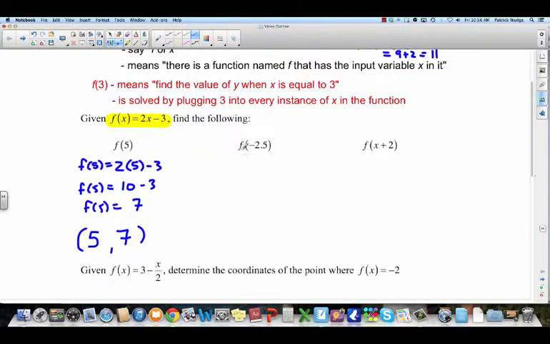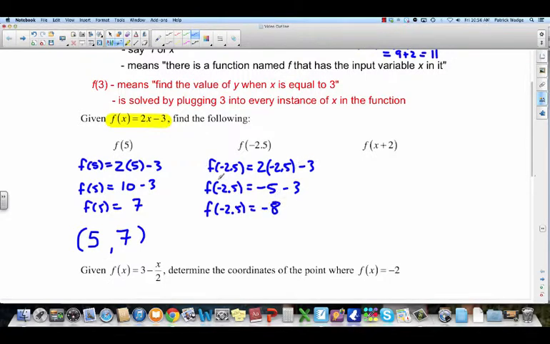Okay, let's do another one. f of negative 2.5. Well, all that means is wherever I see x in the function, I'm going to put negative 2.5. So I have 2 multiplied by negative 2.5, because that's where the x is. That's my input. Take away 3. So f of negative 2.5 equals 2 times negative 2.5 is negative 5. I'm going to take away 3. So f of negative 2.5 is negative 8. There you go. If you threw negative 2.5 into this highlighted function up here, what comes out is negative 8.